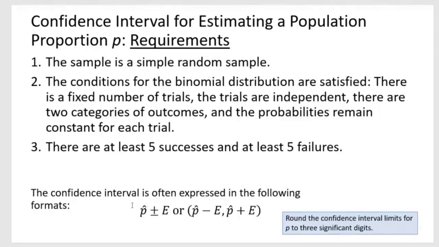And the confidence interval can be expressed in a couple of different formats. We can either take our p hat plus or minus E, or we can put it in parentheses. And this is an interval notation, but we can also just change this interval notation to say that p is between p hat minus E and p hat plus E. So we'll do a little bit of rearranging and then work one of these problems out completely here. But when you do a confidence interval limit for p, we're going to 3 significant digits.